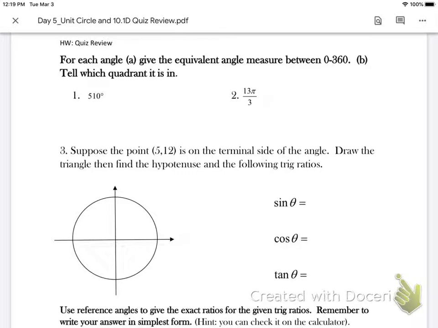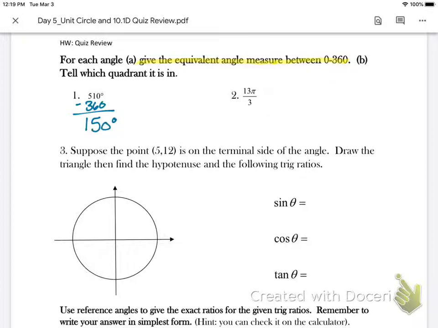Here's a quick review for the quiz next class. So first is this section that said for each angle give the equivalent angle, so it has to be between 0 and 360. So if it's bigger than 360, like 510, you're going to do minus 360. 510 minus 360 is 150 degrees.